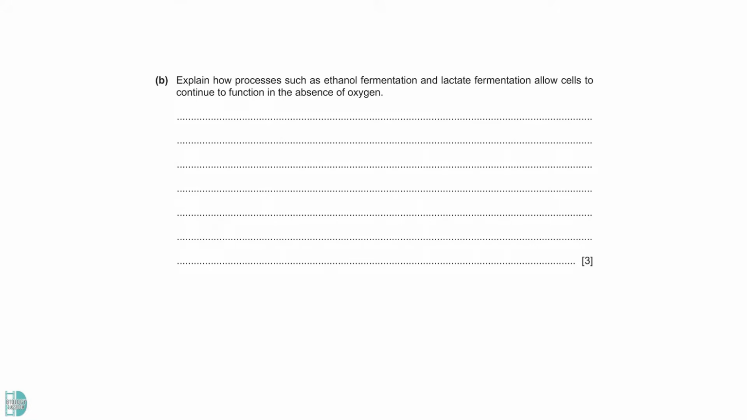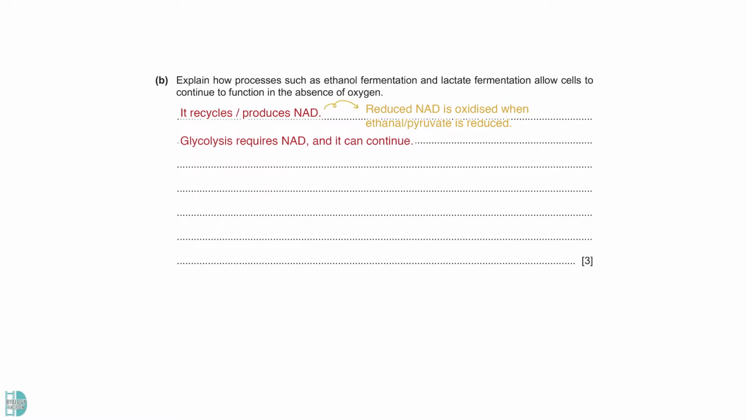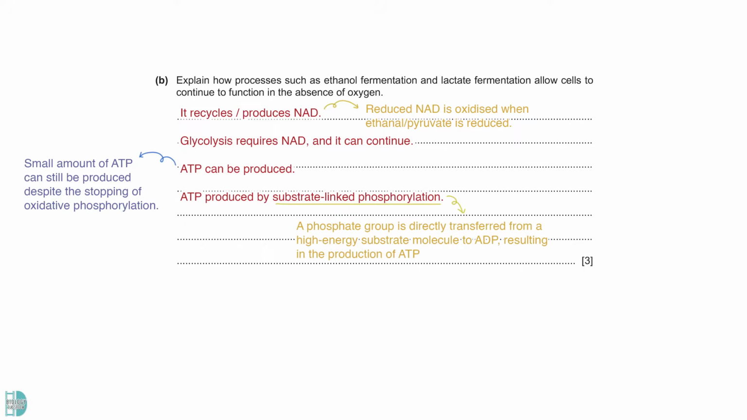B wants you to explain how these processes enable cells to continue functioning in the absence of oxygen. Reduced NAD is oxidized in both processes to reduce ethanol and pyruvate. This recycles or produces NAD, so more are available. Glycolysis requires NAD. With the regeneration of NAD, it can continue. ATP can be produced via glycolysis despite the stopping of oxidative phosphorylation. ATP is produced by substrate-linked phosphorylation in glycolysis, where a phosphate group is directly transferred from a high-energy substrate molecule to ADP, resulting in the production of ATP.